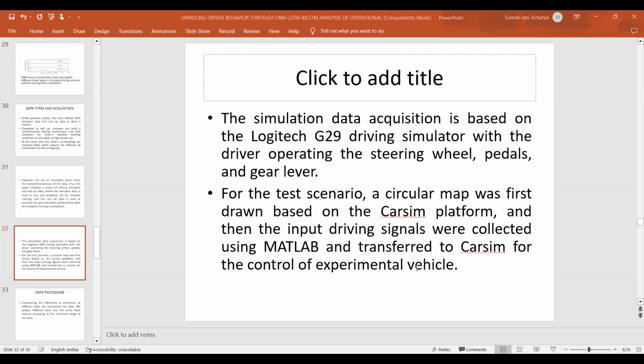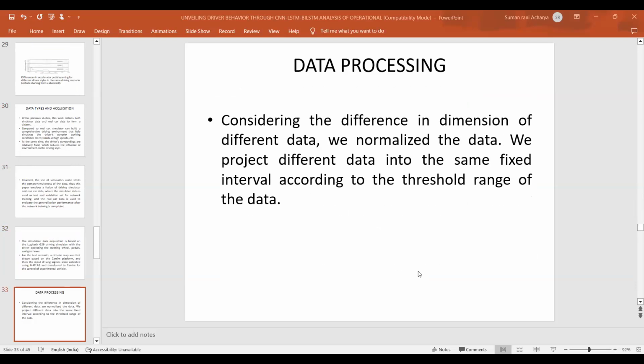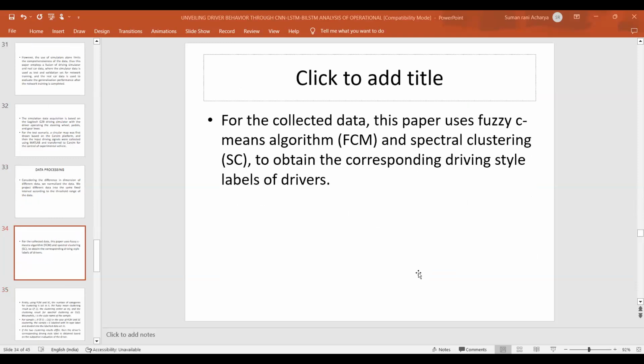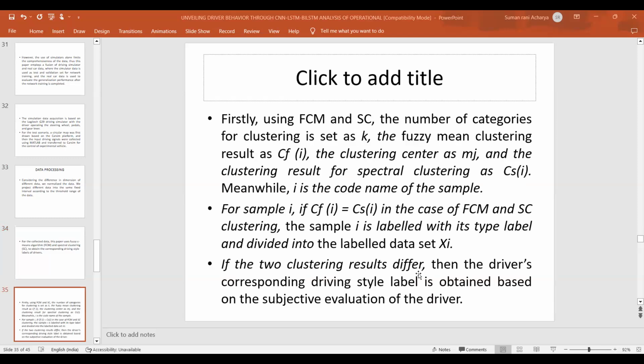Here is the data processing part. Considering the differences in the dimensions of the different data, we normalize the data. We project different data into the same fixed interval according to the threshold range of the data. For the collected data, the paper uses the fuzzy C-means algorithm and spectral clustering to obtain the corresponding driving style level of the drivers.